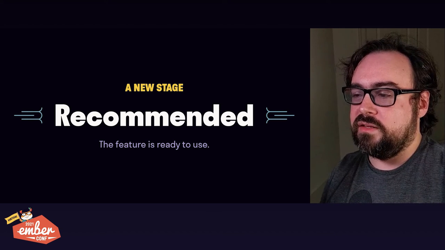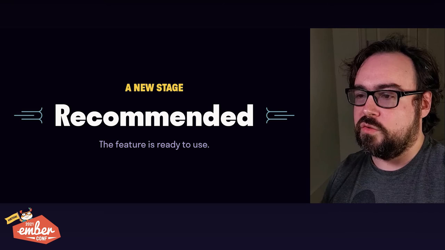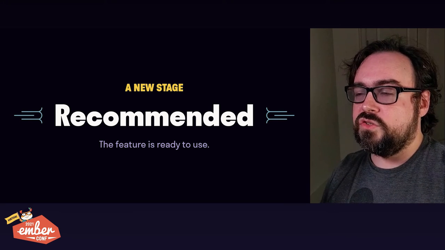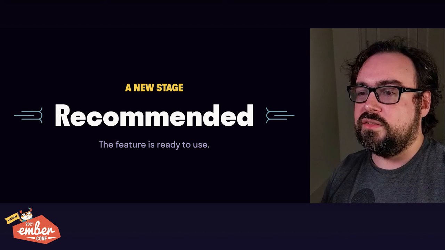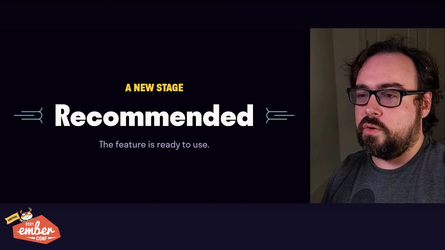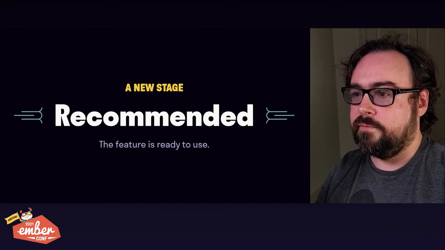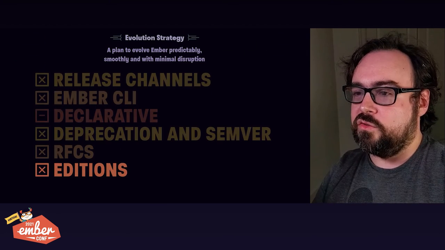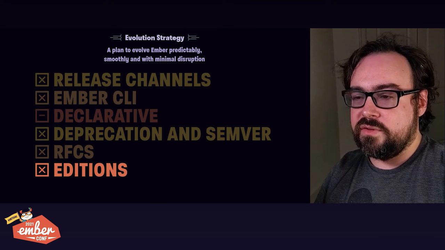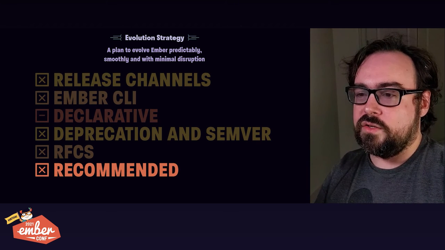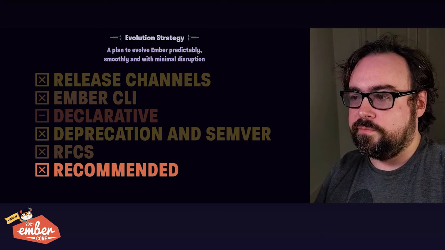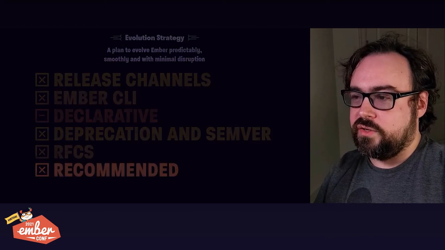The thing that's great about the recommended stage is that it gives us a clear definition of readiness that can be determined by the framework team and therefore can be understood by users. It lets us say features land on stable when we're ready to commit to Semver, and then we have quality control requirements that are necessary before a feature goes into the recommended stage. So let's make one final tweak to our evolution strategy. Instead of additions, the solution to the coherence problem is the recommended stage. So what's the whole picture now?